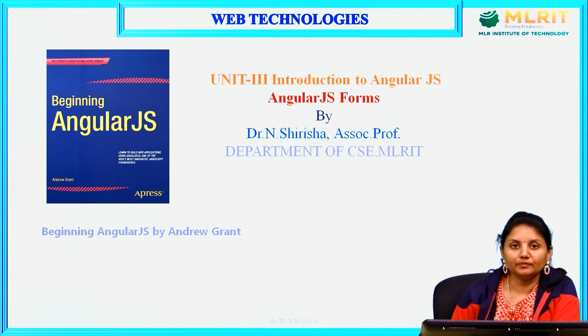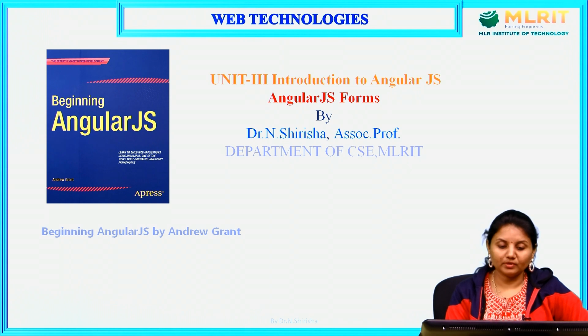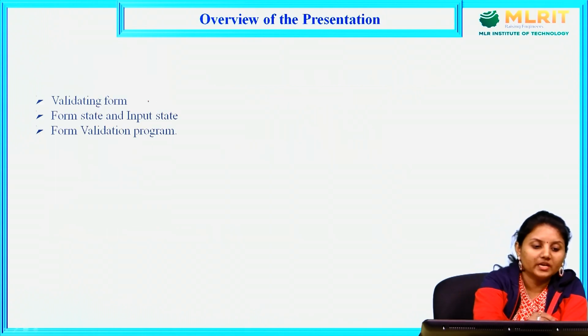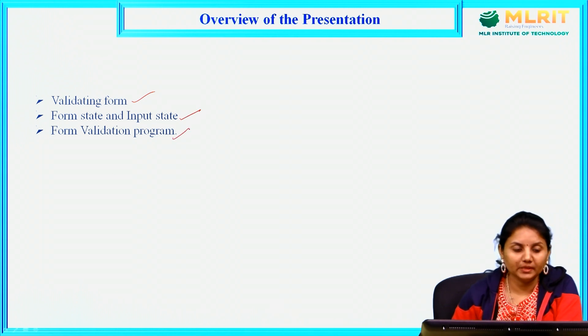In this session, we are going to see how form validation is done. In the previous session, we have seen what input controls can be used in AngularJS for creating a form. Once a form is created, validation is a must. Without validation, you can't access the data promptly or correctly. So, validating the form: form state, input state and form validation with an example program.